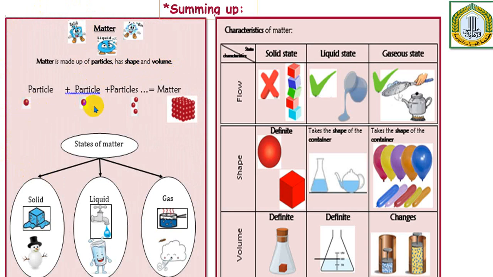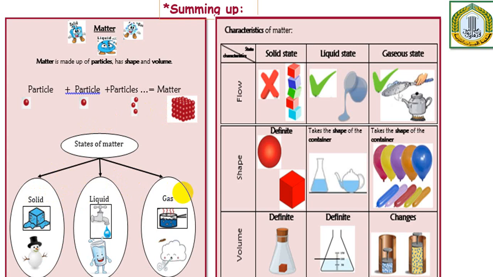Here is one particle, one particle. All the particles together make up the matter. And as we have seen before, when they are compacted together, it's in the solid state. When they are a little bit away from each other, it would be the liquid state, and the particles are so far from each other in the gaseous state.